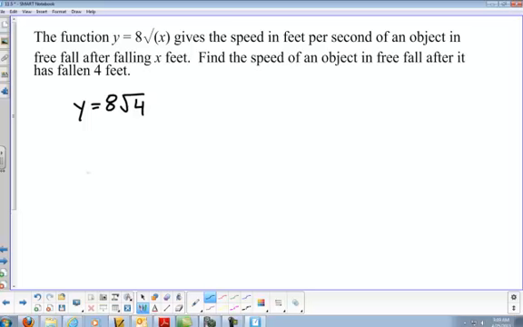and that's 2. And again, it wouldn't really make sense to use the negative 2 here because a negative speed doesn't make a lot of sense. So in most of these, we're just going to be using the positive. So we have 16 feet per second.